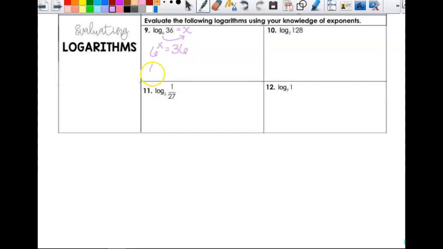Okay. And then I just want to get common bases. So 6 to the x power equals 6 squared. Well, 6 to what power gives me 36? 2. So if 6 to the x equals 6 squared, then x has to equal what? 2. See how that works?